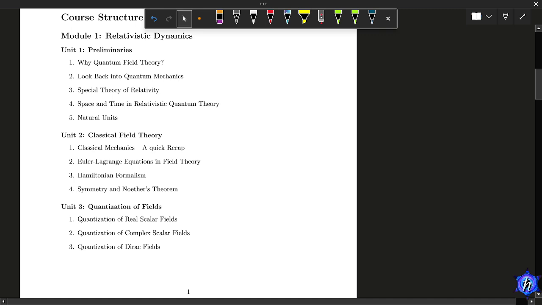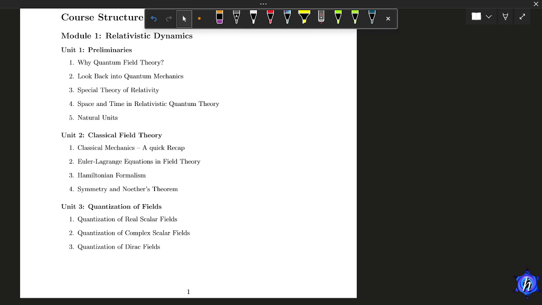Since it's a first course, I won't assume any prerequisites on classical field theory, although I might need your kind attention in this. So we are going to cover classical mechanics, which I assume you know, as a quick recap. Then we'll move on to the Euler-Lagrange equation in field theory. It's somewhat different in the field formulation. Then we also slightly polish the Hamiltonian formulation, and symmetry and Noether's theorem. It's going to be very important.